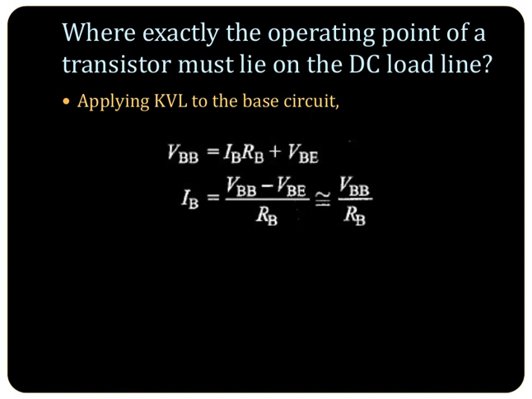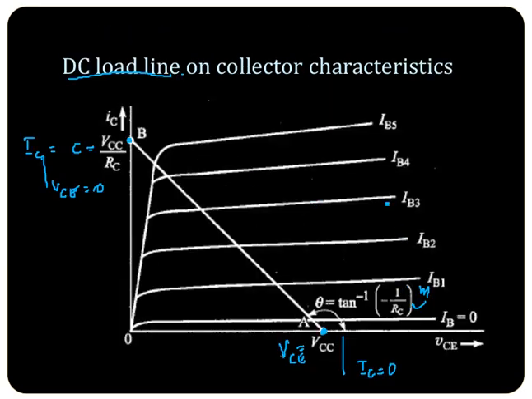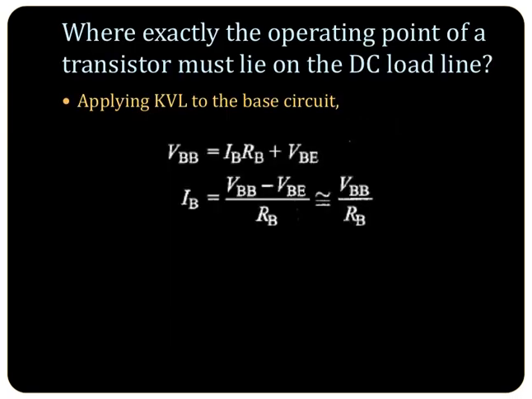But we should know where exactly the operating point of the transistor must lie on the DC load line. For that, we have to apply Kirchhoff's voltage law to the base circuit, because that is determined by the base current. See, these characteristics are plotted for different values of base current. So where exactly the operating point must lie on the DC load line is determined by this base current.